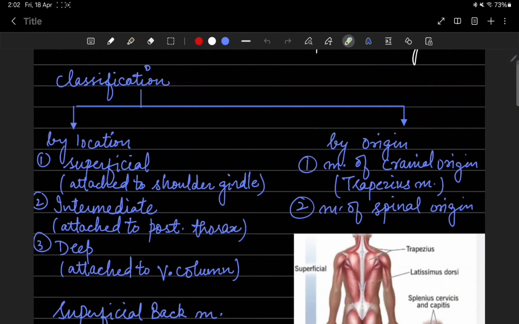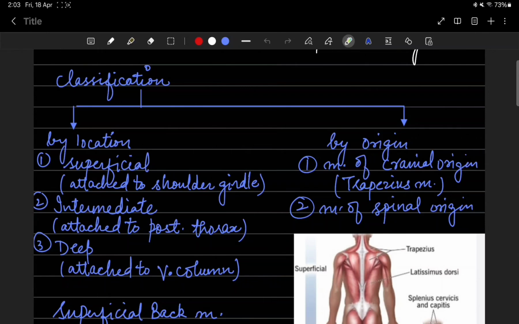If we talk about the origin, muscles of the back can be divided into the muscles having cranial origin and muscles having spinal origin. Means that the muscles arising from the cranial part, for example, the trapezius muscle, come into the first category, and in the second category, the muscles arising from the spinal part are its example.